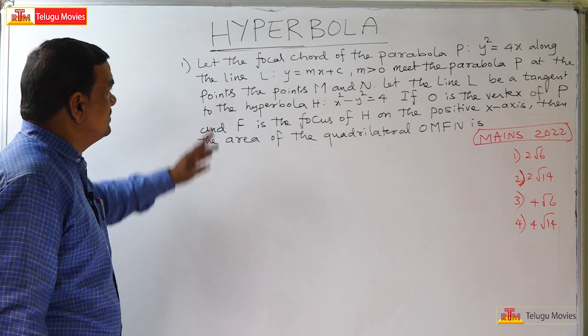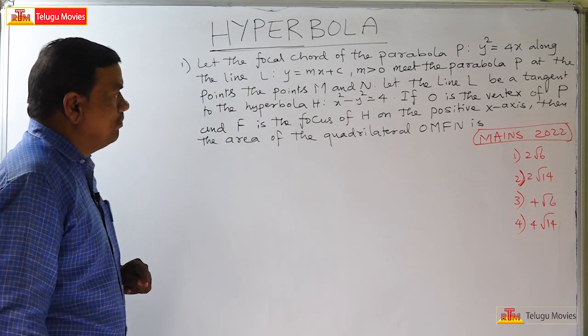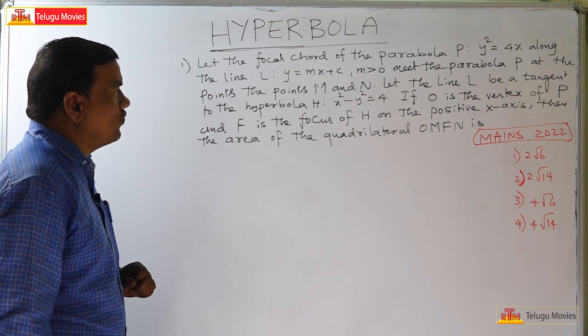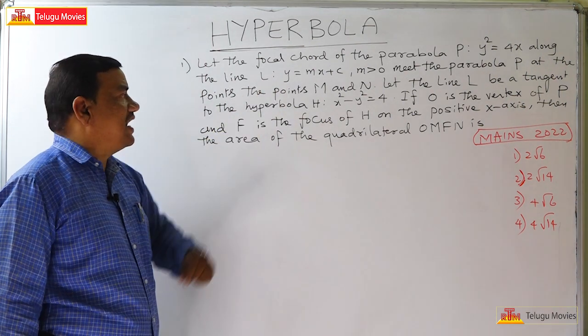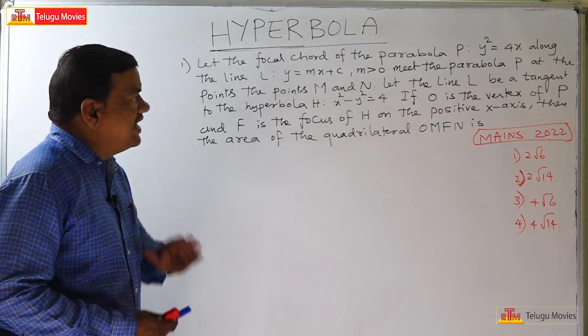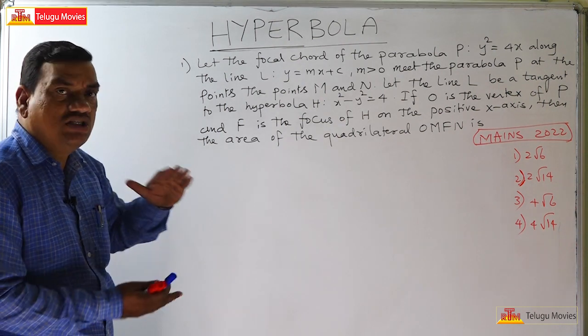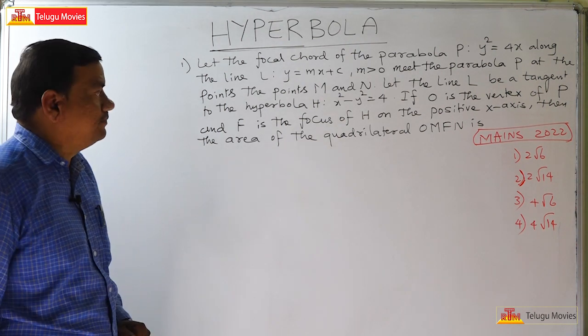The problem is: let the focal chord of the parabola P, y square is equal to 4x, along the line L, y is equal to mx plus c, meet the parabola at the points M and N. So this is all about the parabola.